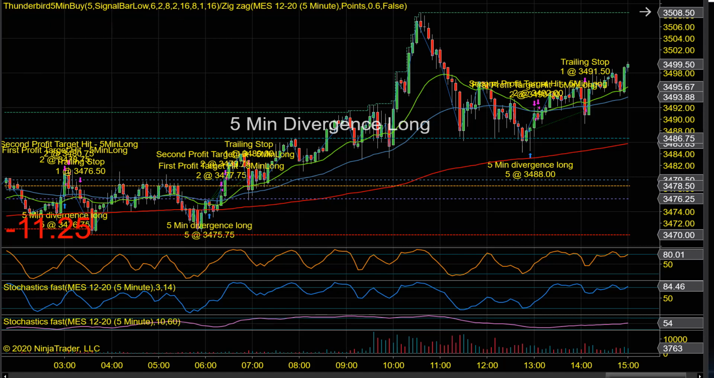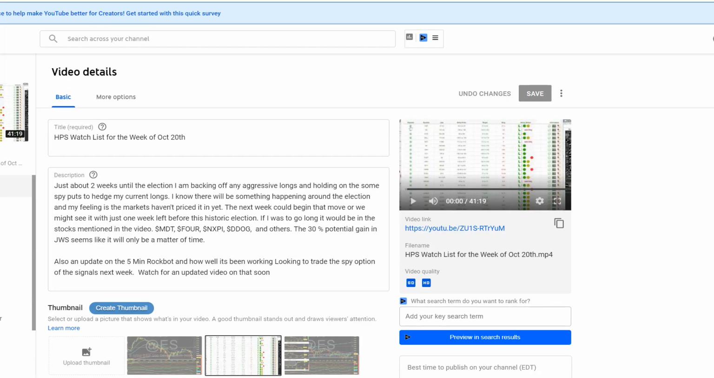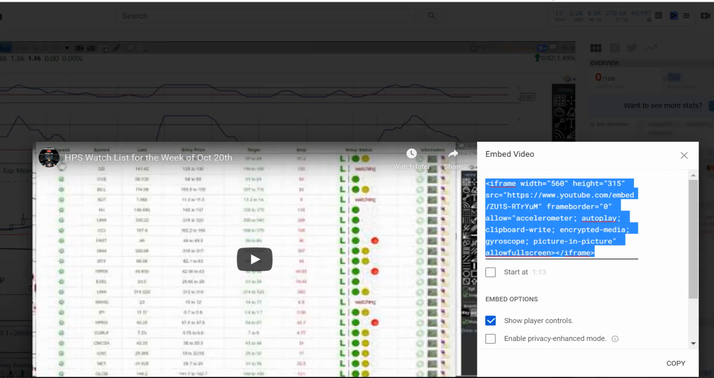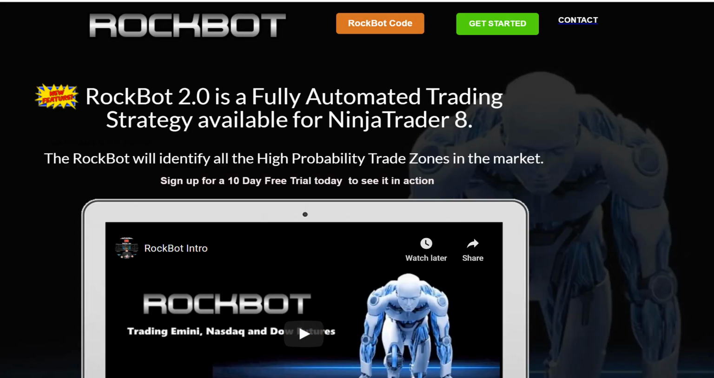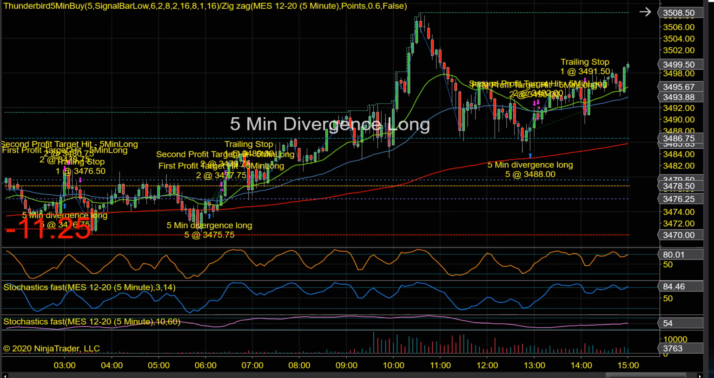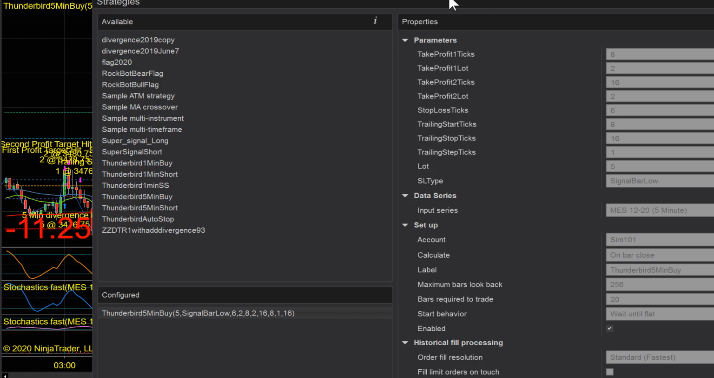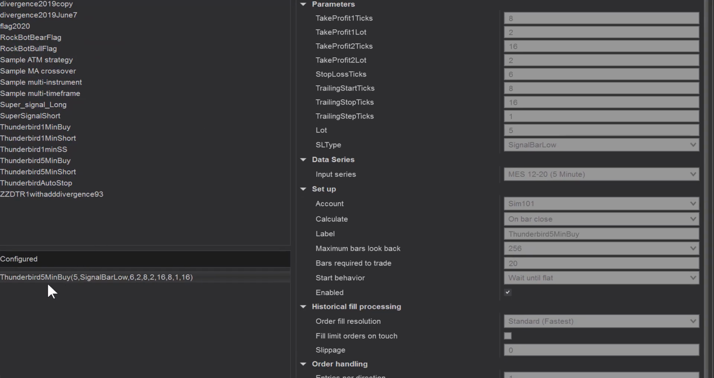Like I said, there's a lot of videos out on this showing you the different parameters and stuff that I use. Let me break this down for you a second. All right. Here is the Thunderbird 5-minute script. It's loaded. What I want to do is just deactivate it so I'm able to look at the parameters and then show you the parameters.